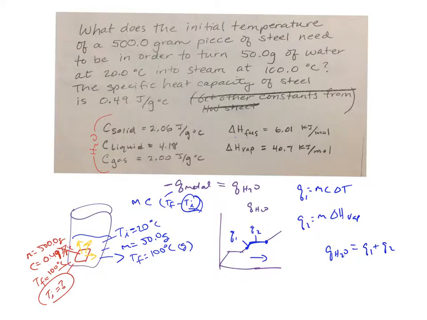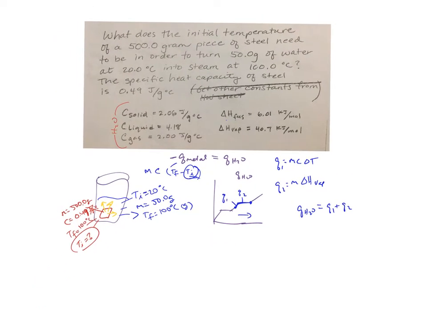So Q1 is an MC delta T problem for water, specifically liquid water. Q2 is an M delta H of vaporization problem. This time we do not need to reverse the sign because we are vaporizing it. So let's go ahead and just solve this really quick. For Q1, we've got our MC delta T, so our mass of water is the 50 grams. So I've got my 50.0 grams times my C, and it's liquid water, so it's my 4.18.